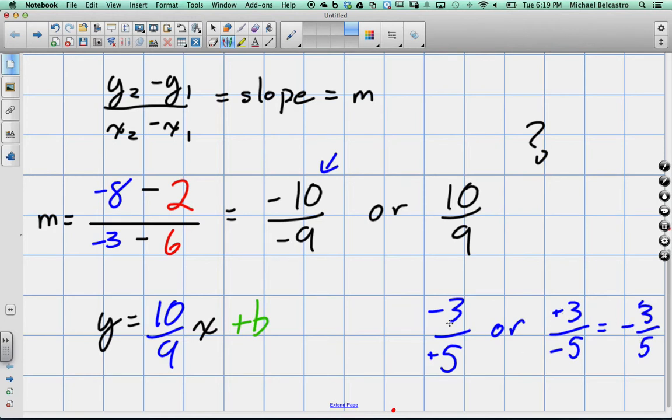So it's a negative slope, and it can be written two different ways. You could technically have written this as negative 10 over negative 9, but we know that simplifies into just a positive value. This as a whole number here is technically positive 10 over 9, just like this one is negative 3 over 5.